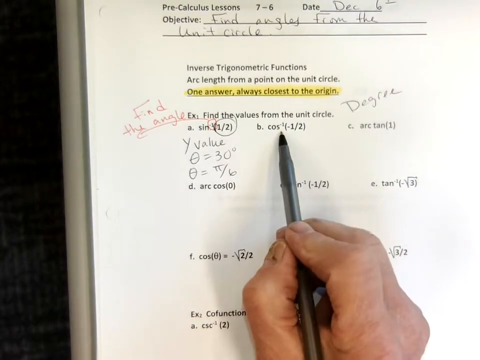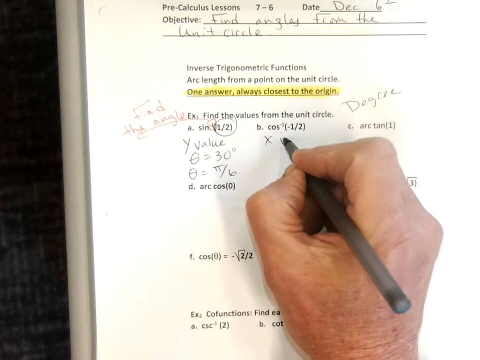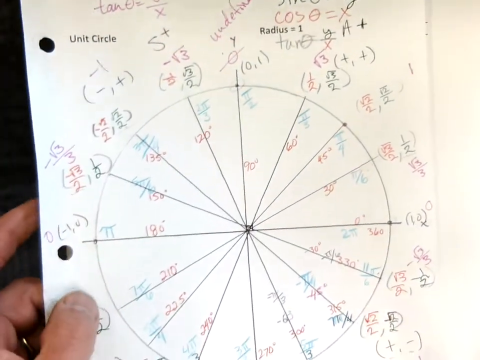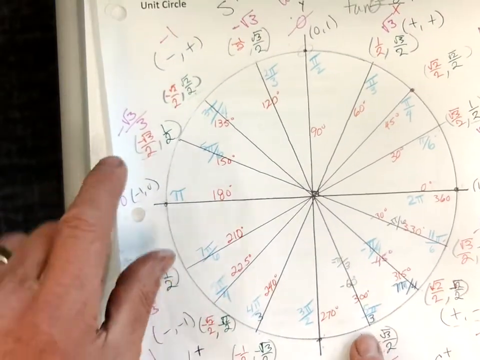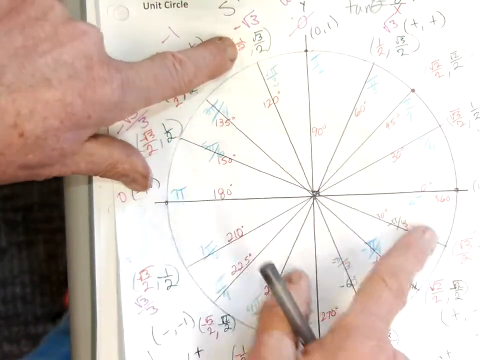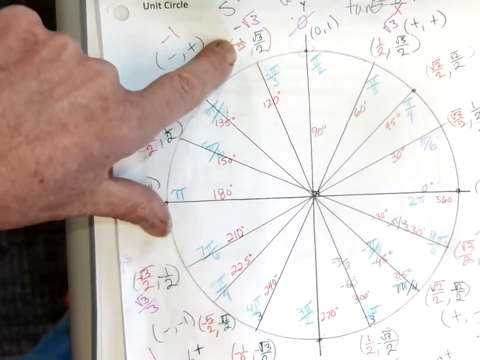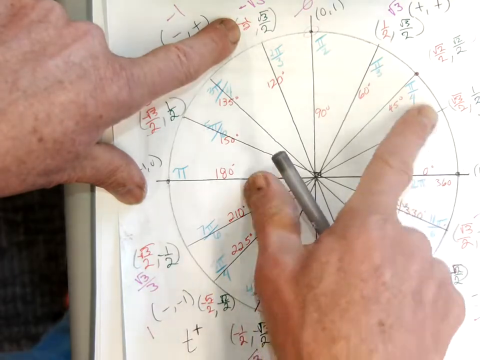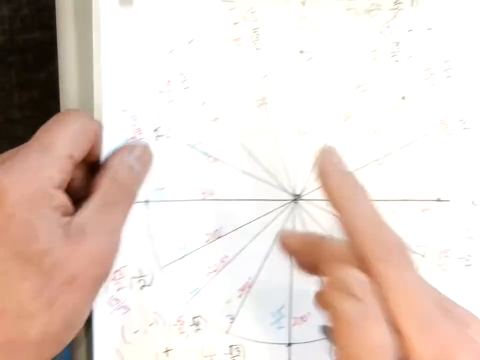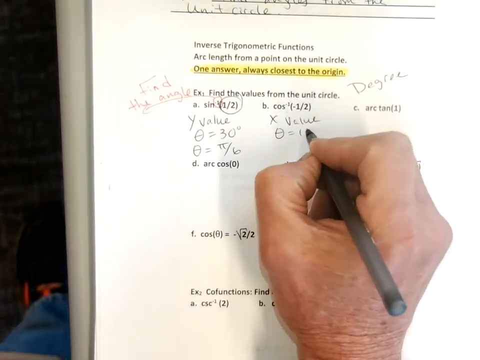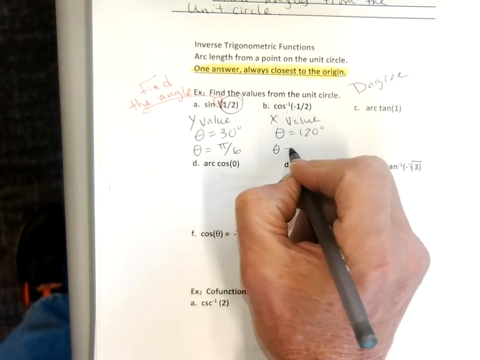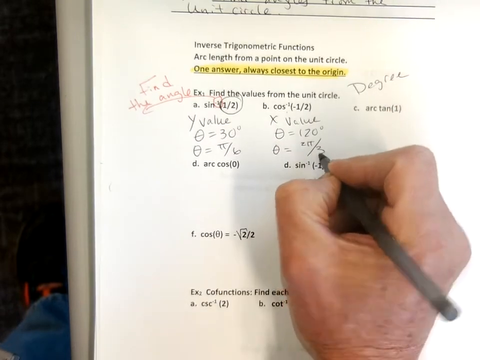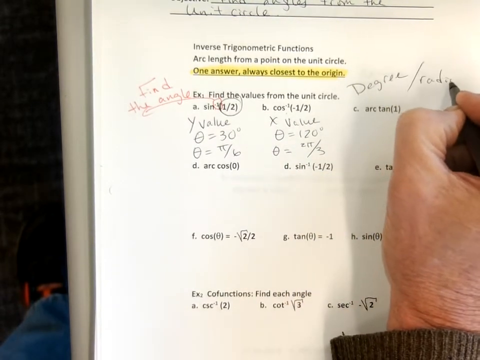Okay, find the angle. Cosine is the x value. Negative 1/2. And again, there's going to be two answers. Okay, negative 1/2 for an x value is here at 120 degrees. Negative 1/2 for an x value and here at 240 degrees. But hopefully everybody recognizes that the closest distance is the 120. So we're going to say theta equals 120 degrees, or in radians, theta is 2 pi thirds. Depends if radians or degrees. I'm just going to give you both.